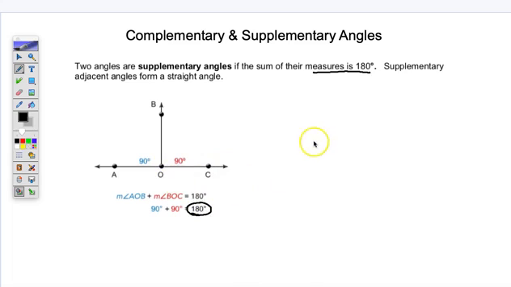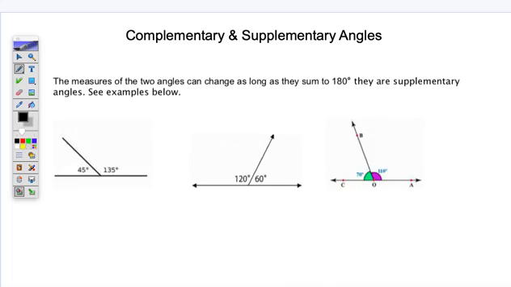So this is a great example of supplementary angles that are also adjacent to each other. Let's take a look at some more examples. You can see that just like with the complementary angles, I can change the measures, but if they sum to 180 degrees, we know we have supplementary angles. So this first one, definitely 45 plus 135 is 180. You also see that they form this straight line right here that helps you determine that they are supplementary.